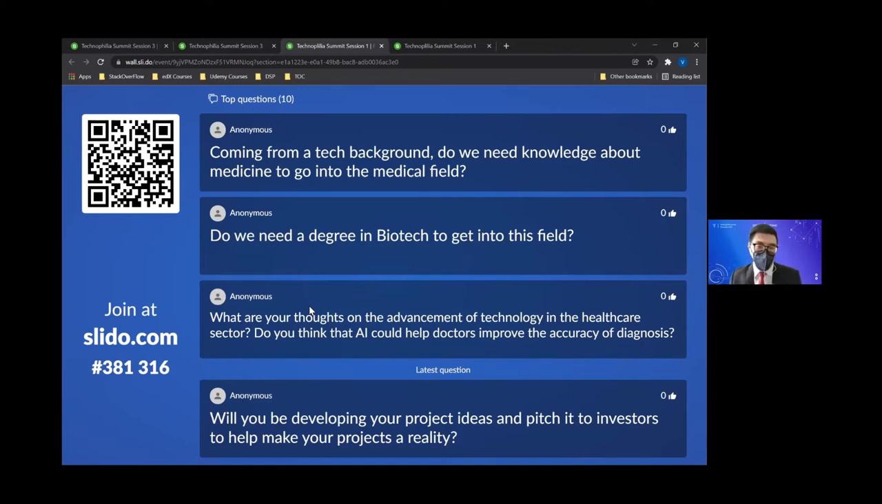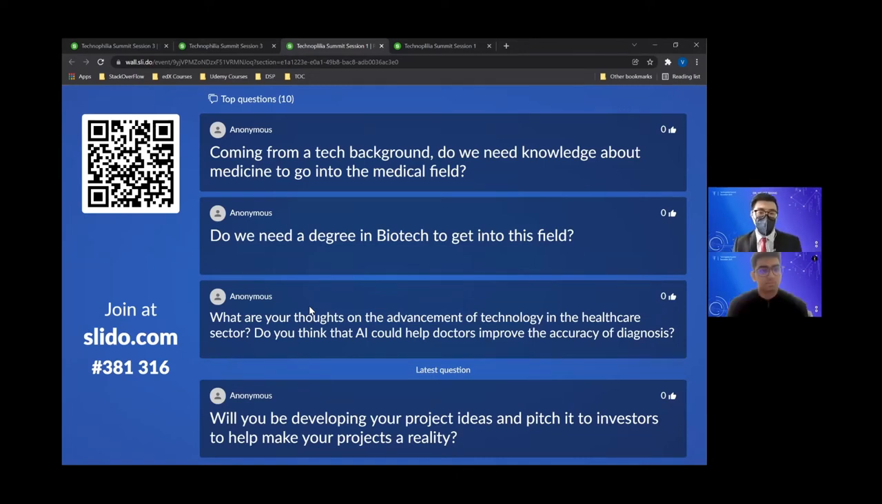Obviously, if you have a medical background, that will make you even stronger in terms of development, because then you understand all the various aspects. That's what Lydia has rightly shared. Just because you don't have a medical background doesn't mean that you can't. It's just that you may need to partner or collaborate with others with a medical background, that's all.